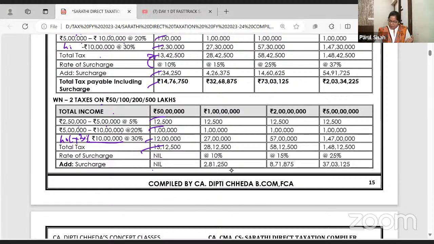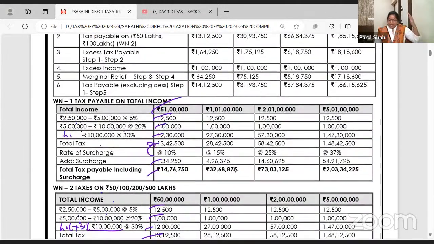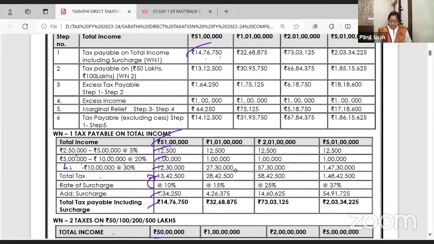Let us see some more examples which are already solved in our compiler material. The compiler material is prepared with a lot of effort and sequencing, and it's not like just picking up problems and putting them in. Coming to capital gains, business, house property, I have added so many examples.